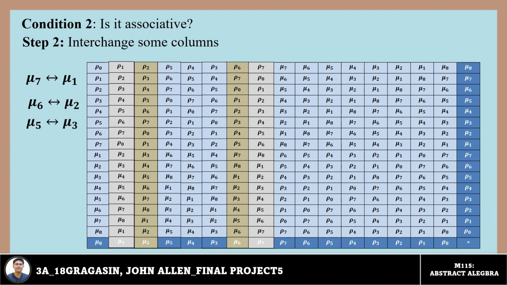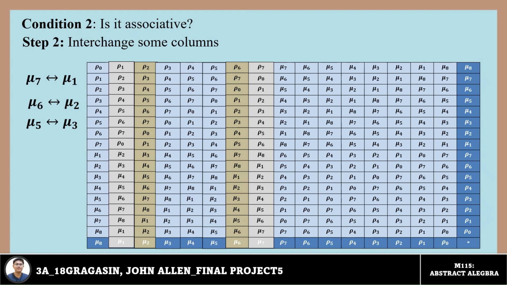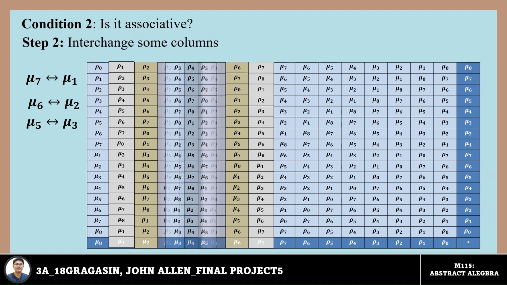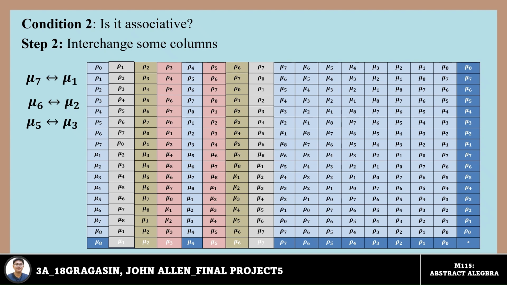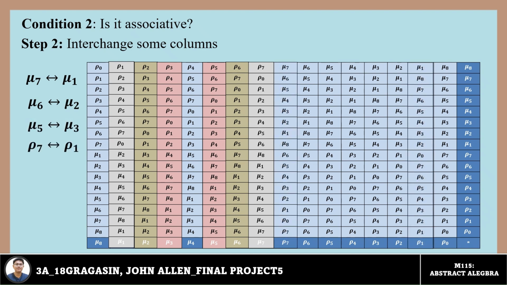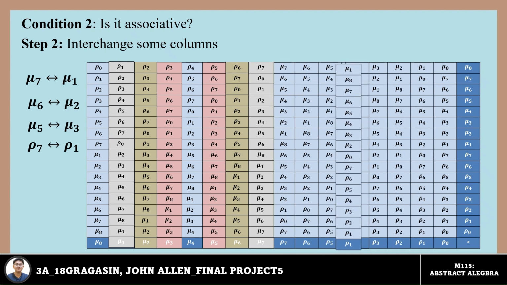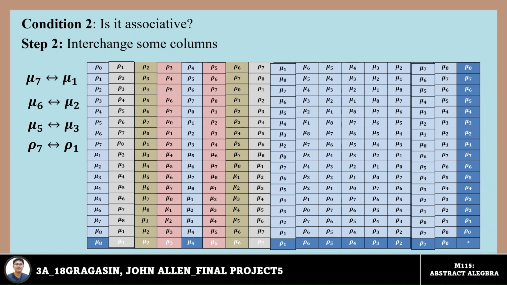And then for the third one, we will interchange the mu sub 5 and mu sub 3. So this is the mu sub 5 and this is the mu sub 3. Let's interchange it and we will get this. And for our next one, we need to interchange rho sub 7 and rho sub 1. So we have here the rho sub 7 and this is the rho sub 1. So let's interchange it. So we have this.